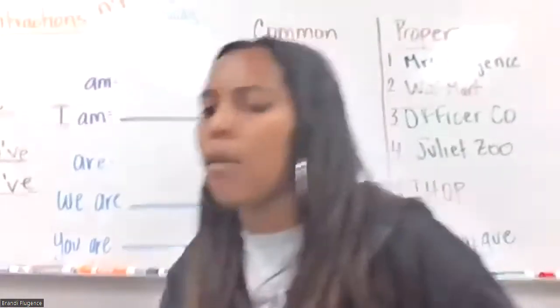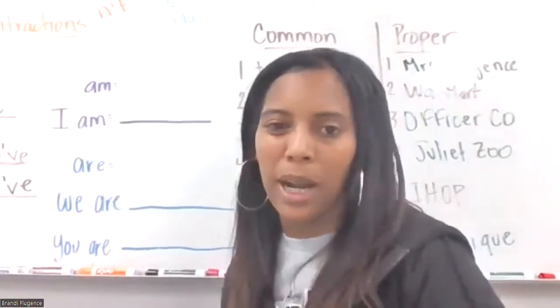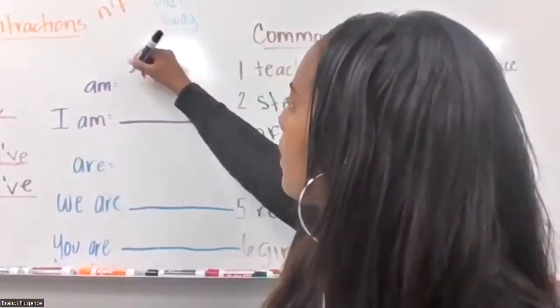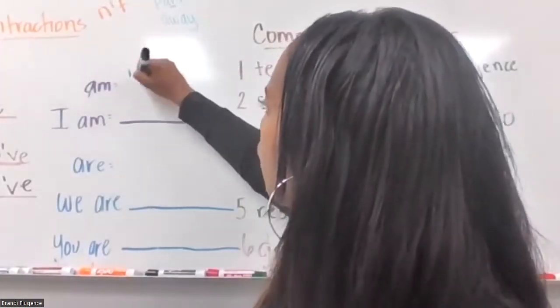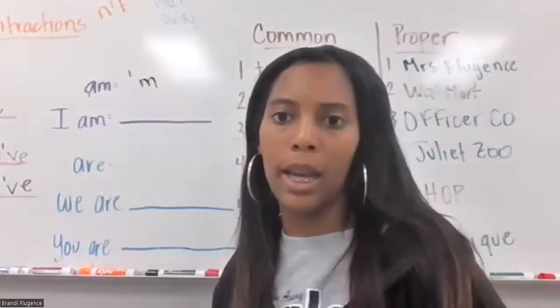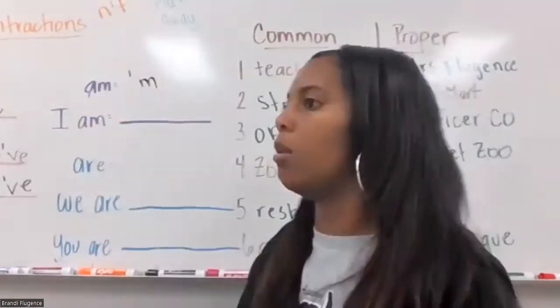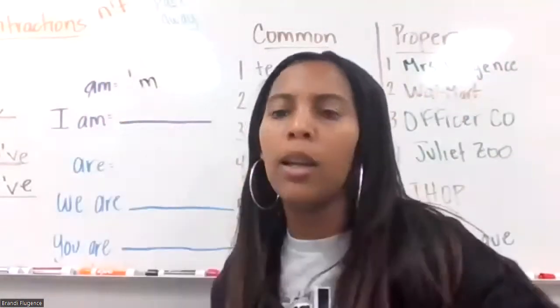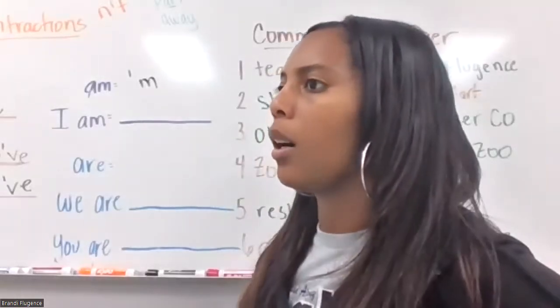So let's look at am. There's only usually one word you contract with am, which is I. When you contract am, you take out the A and put apostrophe M. Okay, so I am. If I take I and am and I contract it together, what does it become?